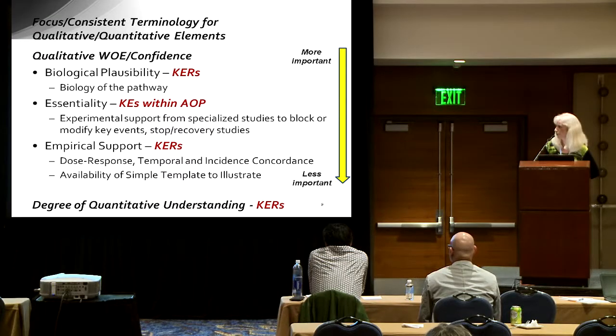And then empirical support for the key event relationships really addresses dose response, temporal, and incidence concordance. And we're really looking for a simple template to illustrate that, and not long text descriptions as we've commonly seen. And then, of course, the degree of quantitative understanding of the key event relationships, which we've already heard a lot about this evening.